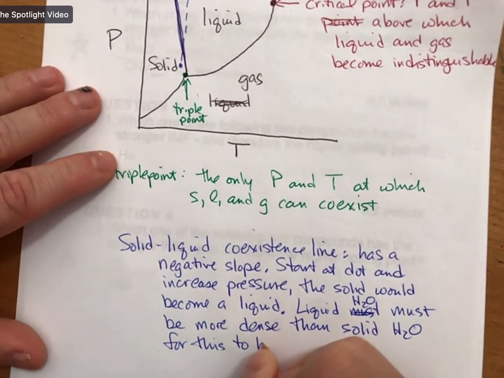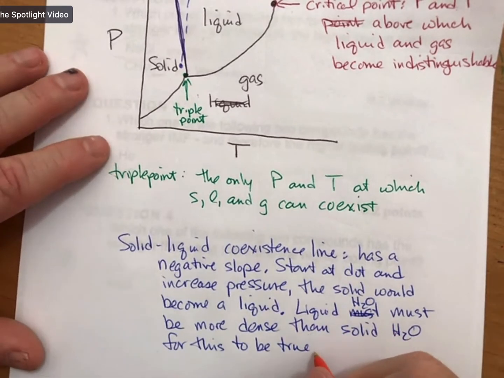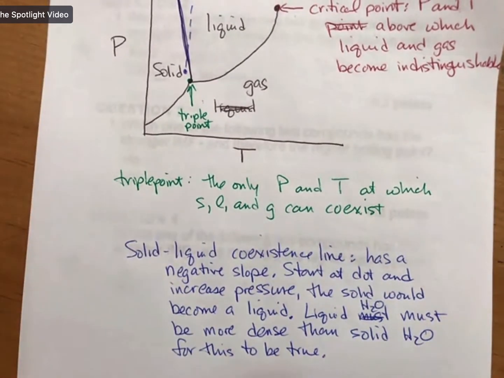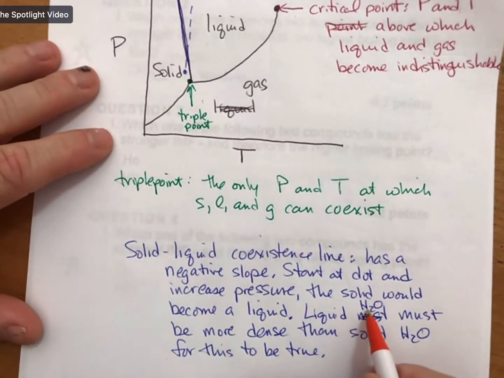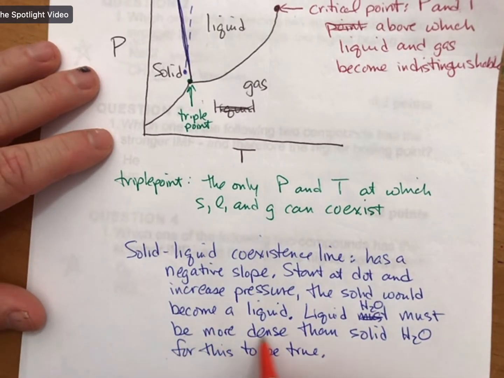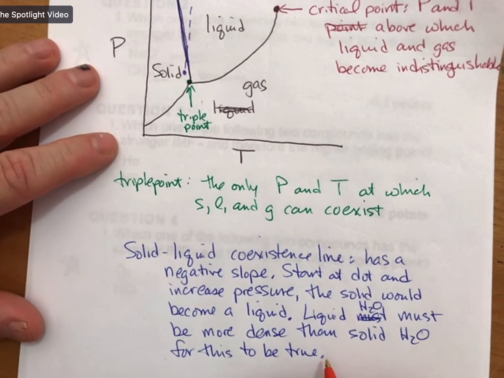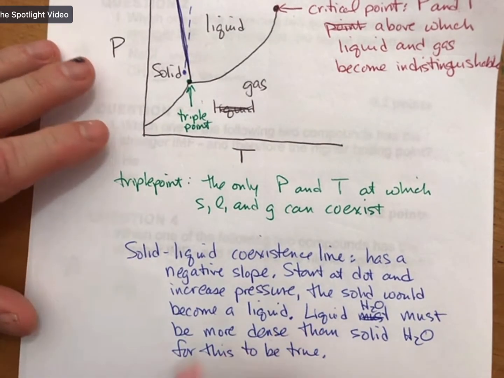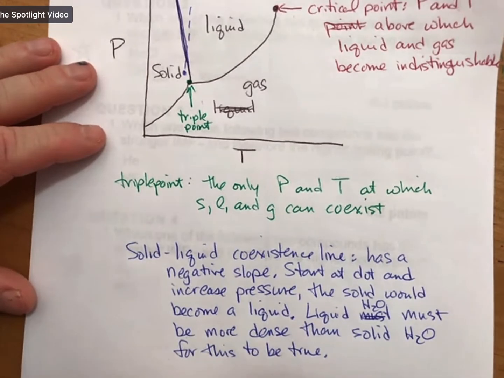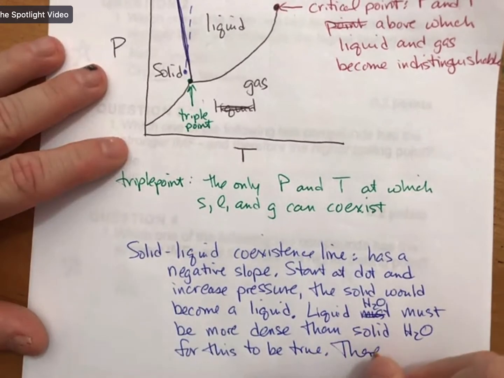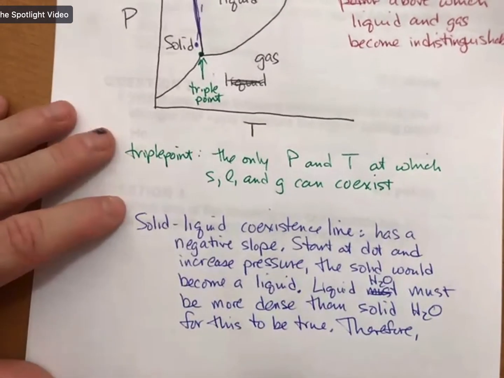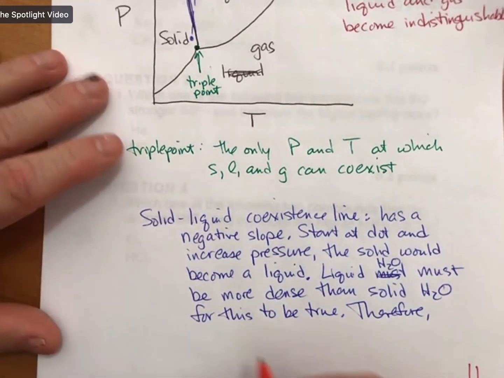Professor? Yes. When you say that something is more dense, does that mean that it's heavier than another thing? It means when something's more dense, it means for the same volume, it has more mass. Okay. Liquid H2O must be more dense than solid H2O for this to be true. And since liquid is more dense, solid H2O floats in liquid H2O. Therefore, H2O solid floats in H2O liquid.